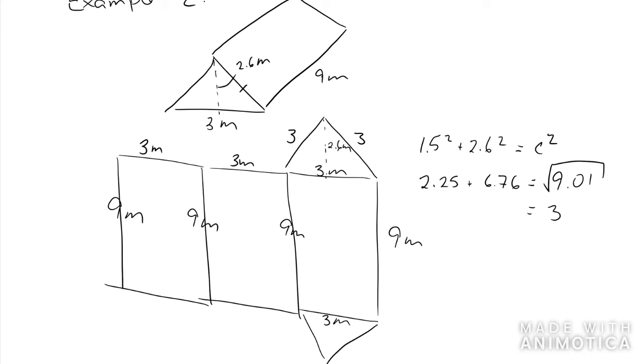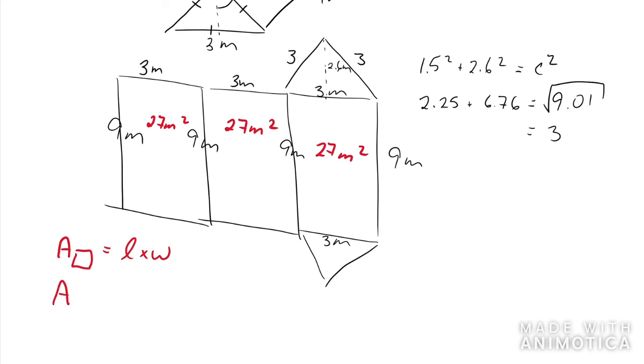Sometimes you'll see where they will have a line through each of these, and when you see a line like this, it means that they're all equal lengths. So now we have to determine what the area of each shape is. Well, to find a rectangle, we already know the area of a rectangle is length times width. So 3 times 9 gives me 27 meters squared, for each of the three rectangles.